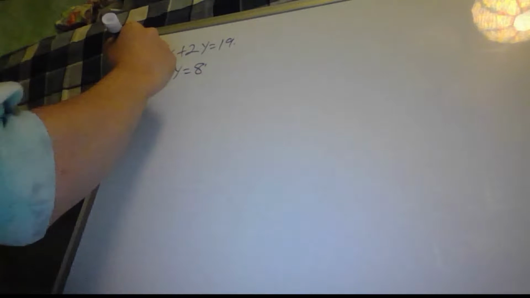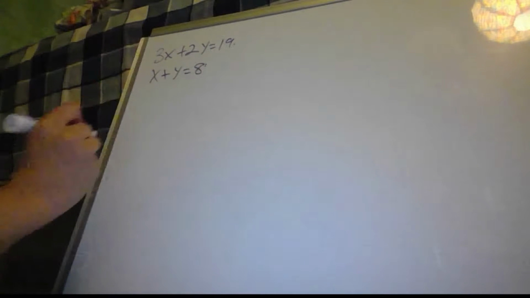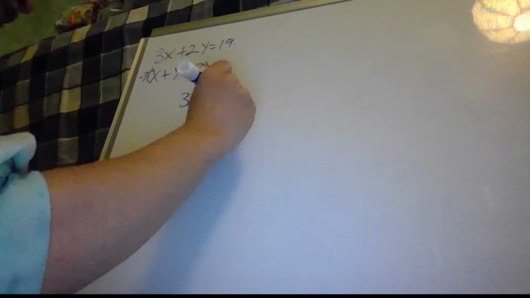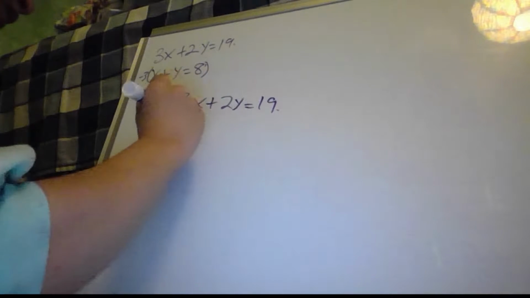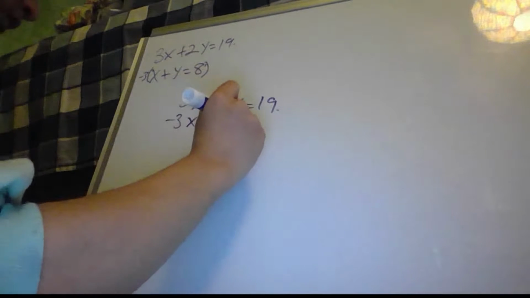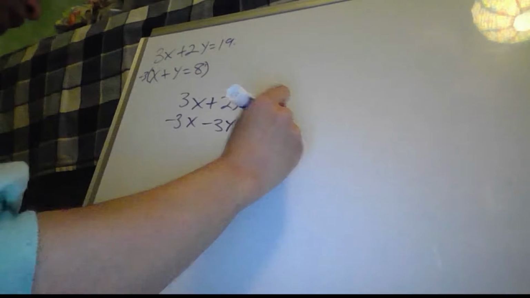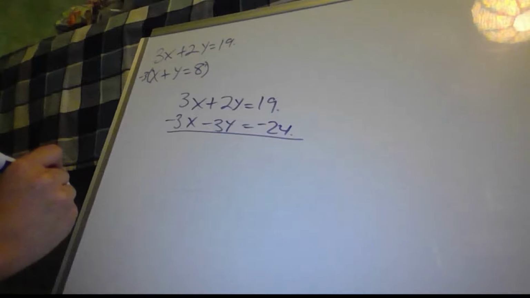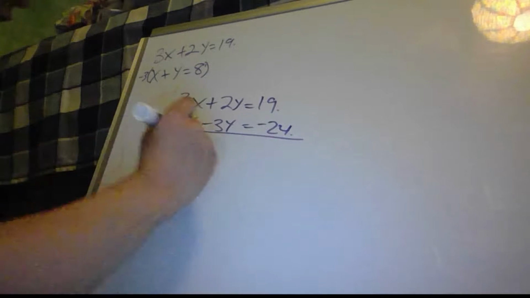The way that elimination works is you want to go ahead and cancel out one of your variables. So to do that, we have a 3x. What do we need to cancel the x out? We need a negative 3x, right? So you're going to multiply this entire part by negative 3. So then you have 3x plus 2y equals 19. And then you're going to do minus 3x minus 3y equals negative 24, right? So then you have 2y minus 3y, that's negative y.